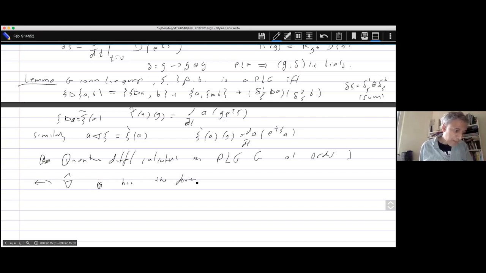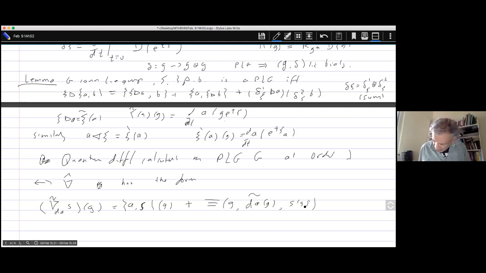So I'm going to write it in this form. Okay, nabla hat, nabla tilde. Well, let me just write it first, and then I will explain. dA of S of G is going to be a Poisson bracket with S of G plus C of G dA of G tilde S of G, where I've got to explain all the notation.